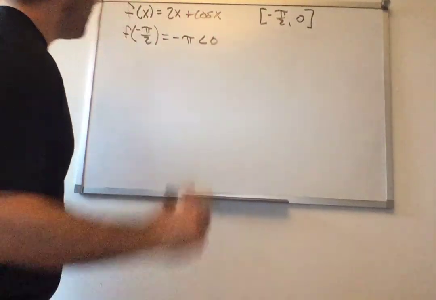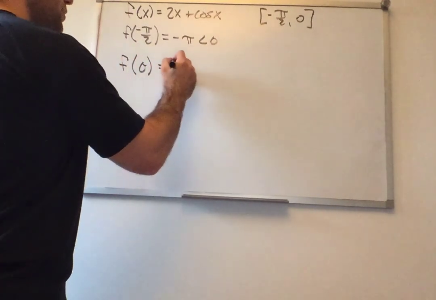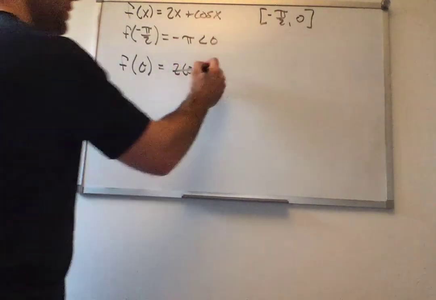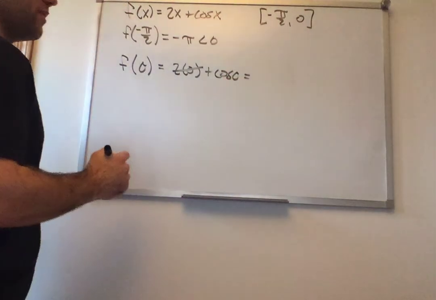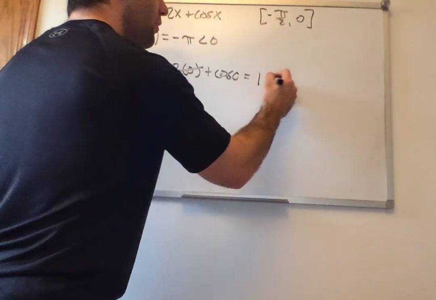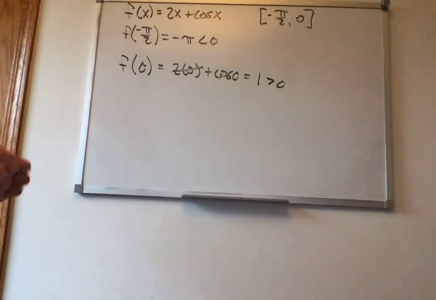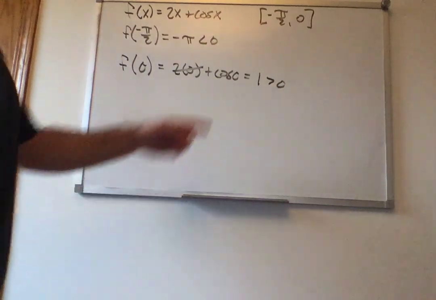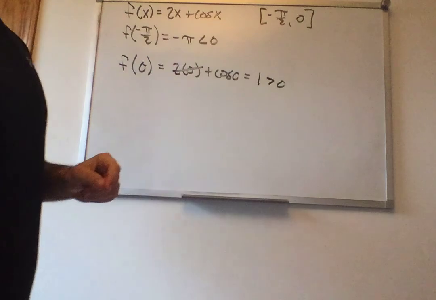Okay, let's find our other endpoint, f of 0, which is equal to 2 times 0, well, that's 0, plus cosine of 0. Cosine of 0 is equal to 1. Well, that's greater than 0. So, we know for a fact, by the intermediate value theorem, there exists at least one 0 on this interval.